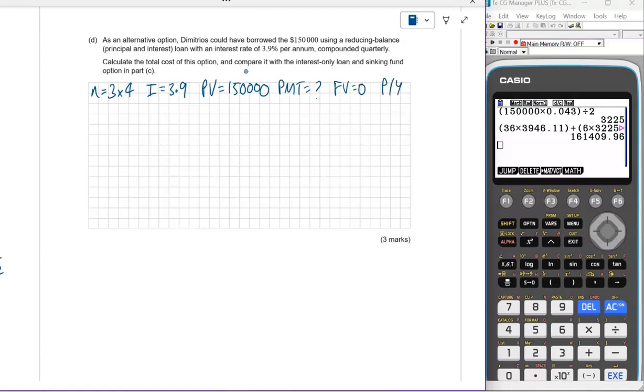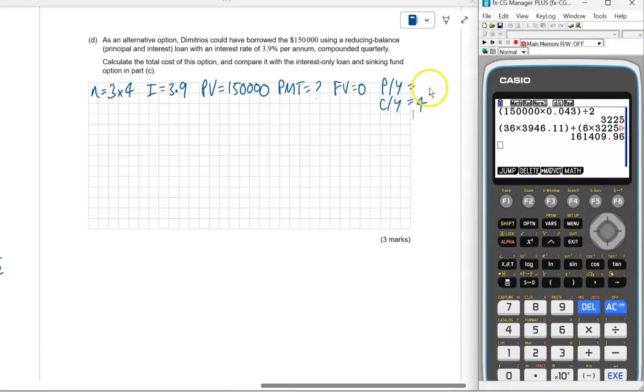So PY and CY should both be set. In this case, CY is 4 because it's compounded quarterly. It doesn't really tell us what we're looking for. It's just about comparing. So you can set your payments per year to 12 if you want, but let's set it to 4. So how much does he have to pay off every quarter?